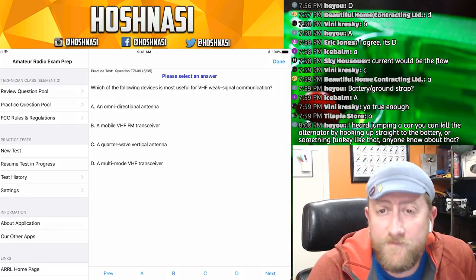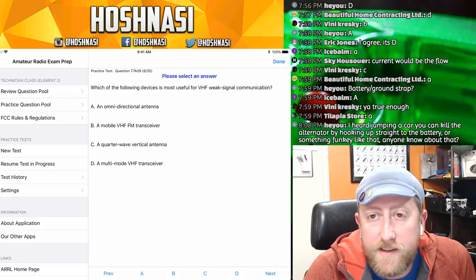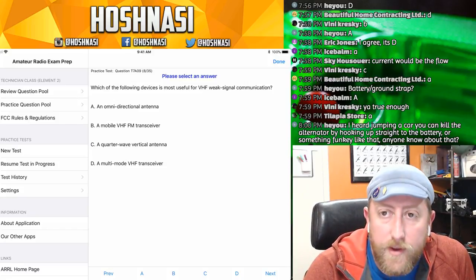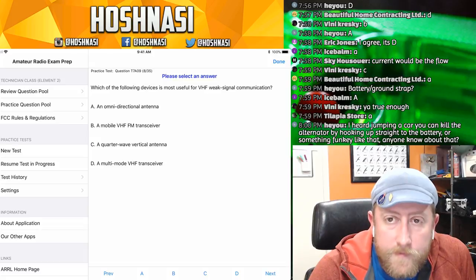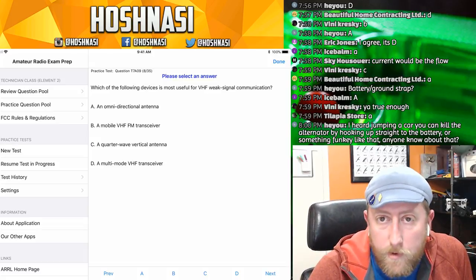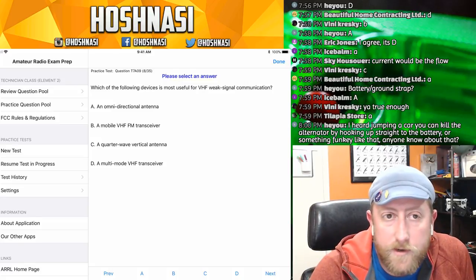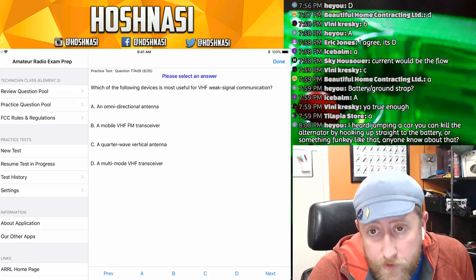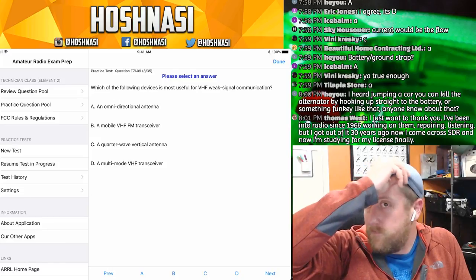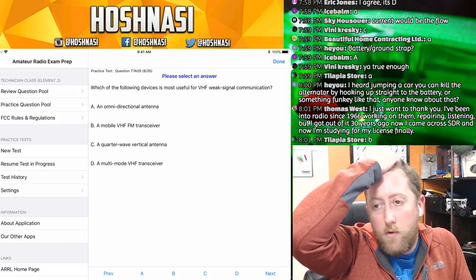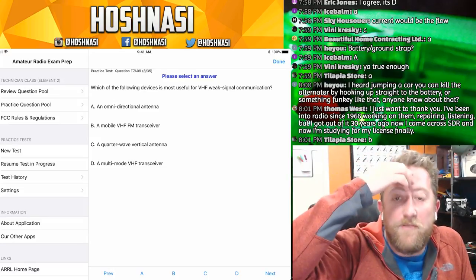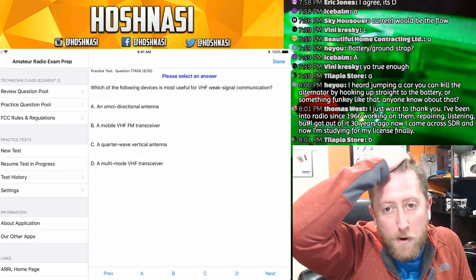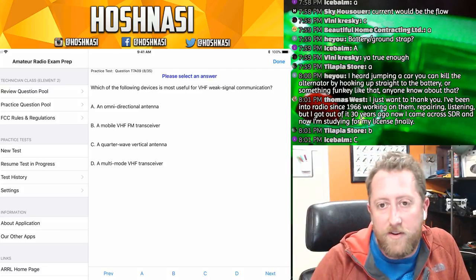So, this question. Which of the following devices is most useful for VHF, very high frequency, weak signal communications? An omnidirectional antenna, which is kind of another way of saying vertical, or it could be a dipole, which is almost omnidirectional. A mobile VHF FM transceiver, a multimode VHF transceiver. I could see working any of those. First one in, Tilapia says B, a mobile VHF FM transceiver, which is, again, something you get in a car.